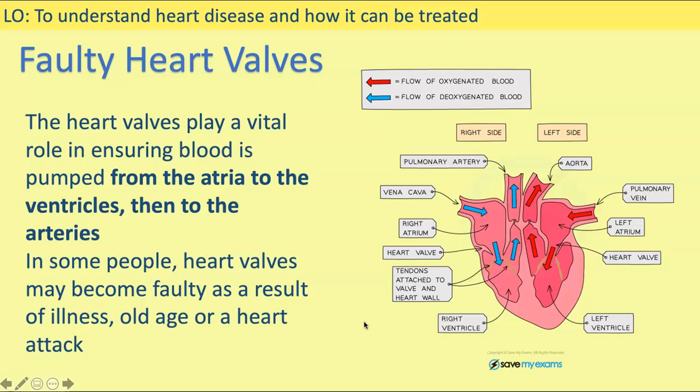We're going to move on now to faulty heart valves, which are another type of heart disease. The heart valves play a vital role in ensuring that blood is pumped from the atria to the ventricles and then from the ventricles to the arteries. So they make sure that blood is only flowing in one direction through the heart. In some people, the heart valves may become faulty as a result of either illness, old age, or even a heart attack.